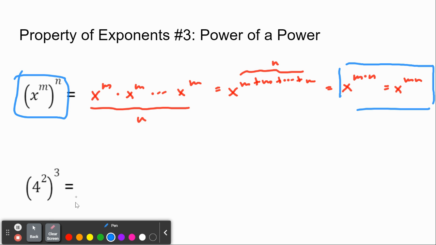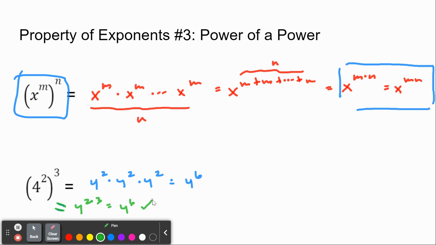So down here, let's use an example. So 4 squared to the third power. So that's 4 squared times 4 squared times 4 squared, 3 times, right? Well, if we add those exponents, 2 plus 2 plus 2, that is 4 to the 6th. If we apply the rule, and we just multiply those, 4 to the 2 times 3, and 2 times 3 is 6. You get that coming out. So the rule works.